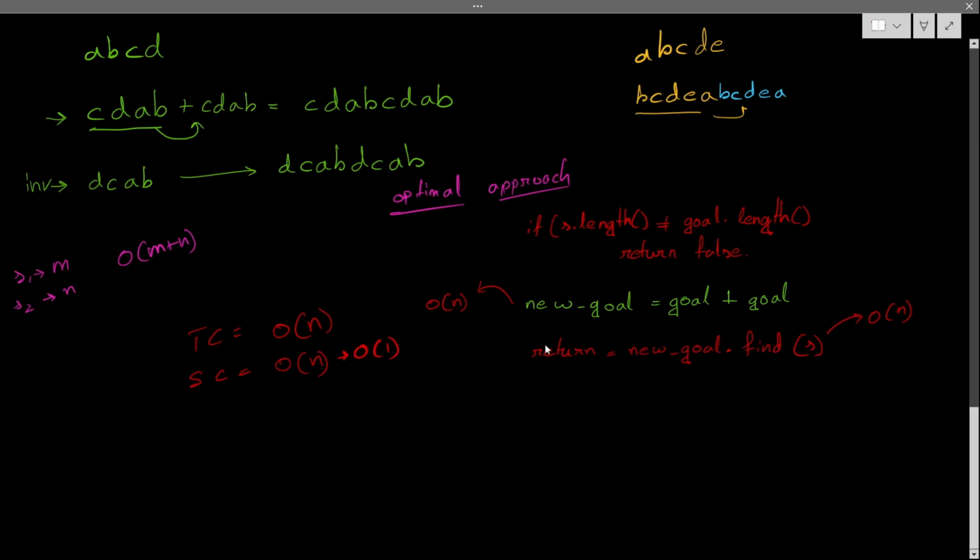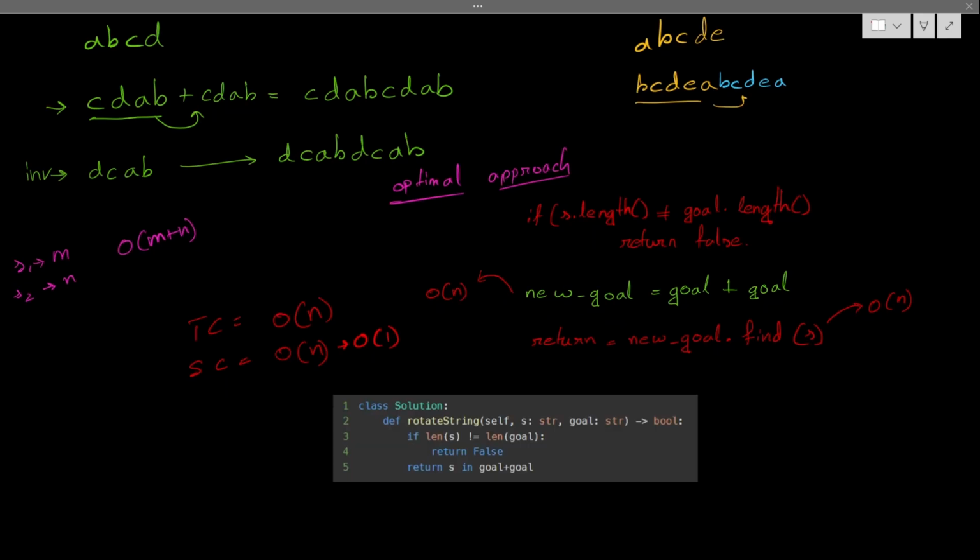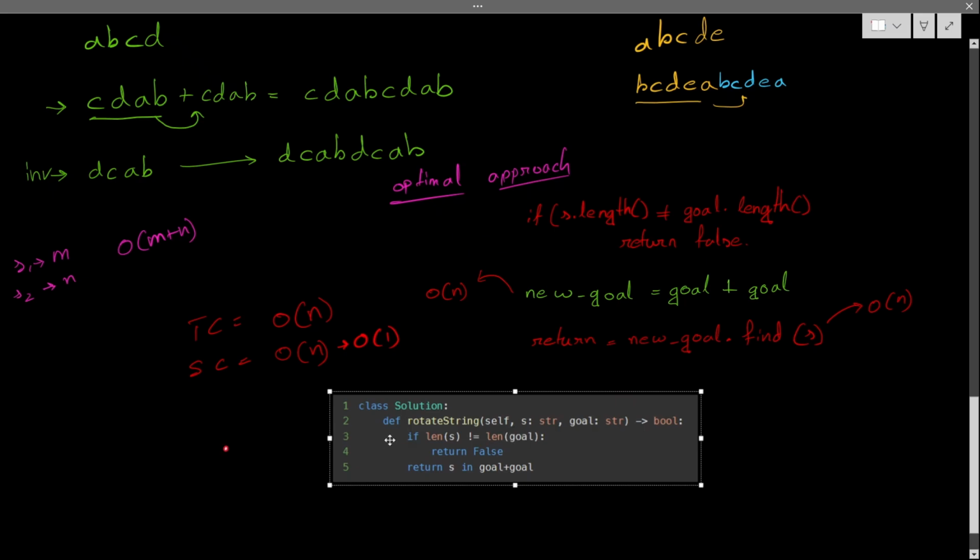So this is the code. This is, I guess, very easy code. This same thing you have to do. Let me share the code in Python as well. Just two lines of code. As you see, the same thing, nothing fancy, just checking the length. If it is not equal, return false. Otherwise, in Python, I can directly write goal plus goal. If the string is present in goal plus goal, I return true. Otherwise, return false. Simple as that. So this is the thing.